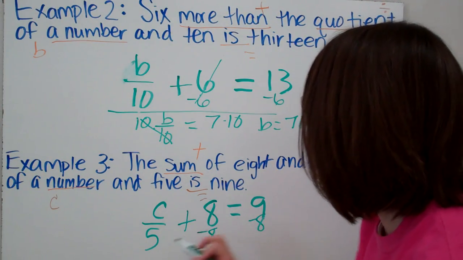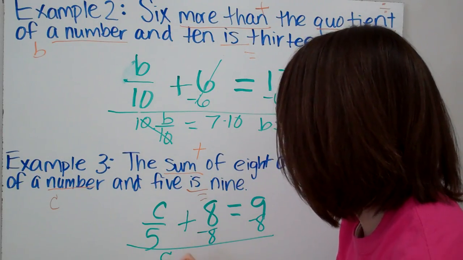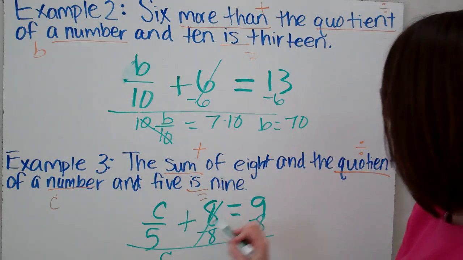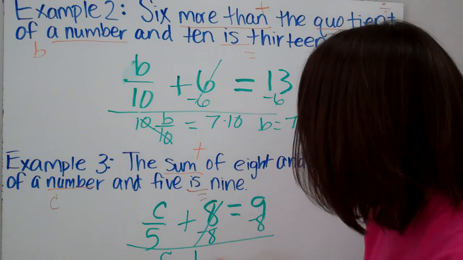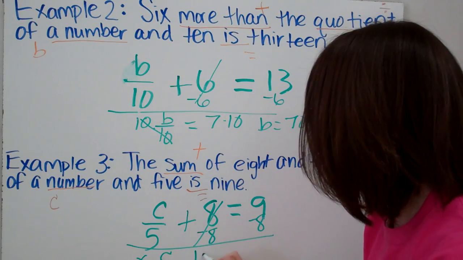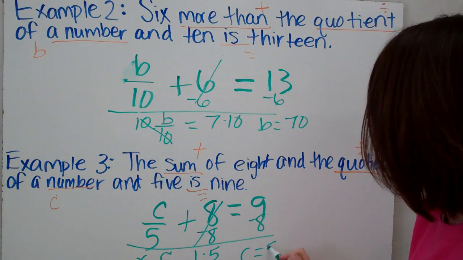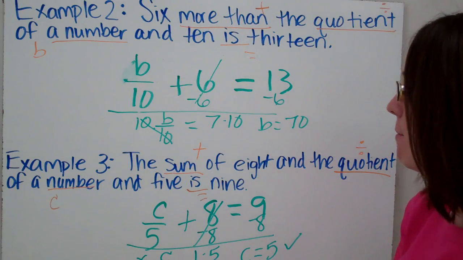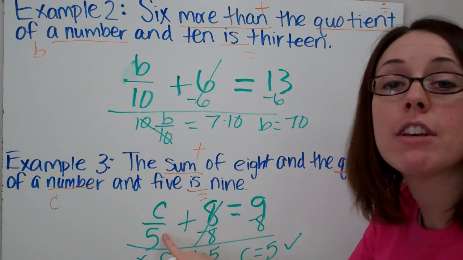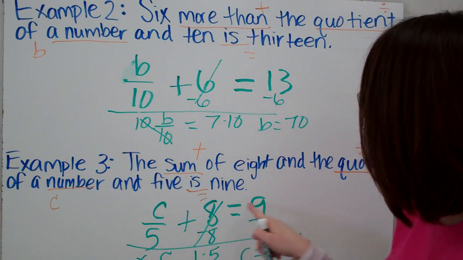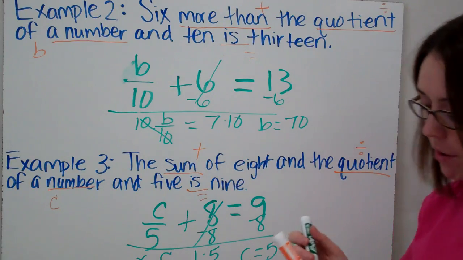Subtract 8 from both sides. You're left with C over 5 equals 9 minus 8 is 1. Multiply by 5 on both sides, you get C equals 5. Let's check ourselves. 5 divided by 5 is 1, and 1 plus 8 does give us 9. We are correct.